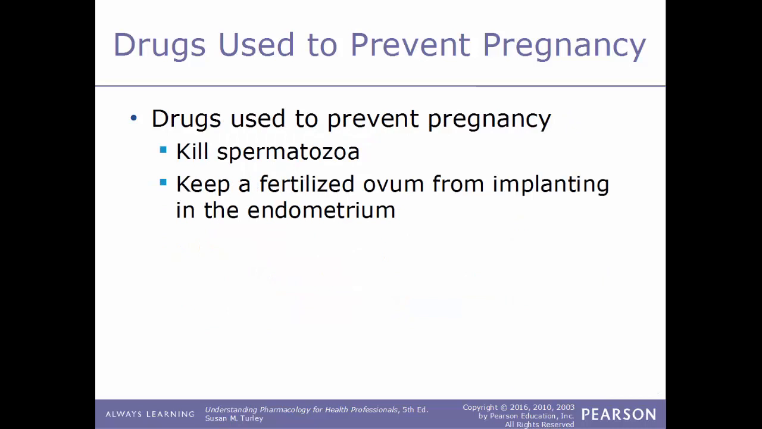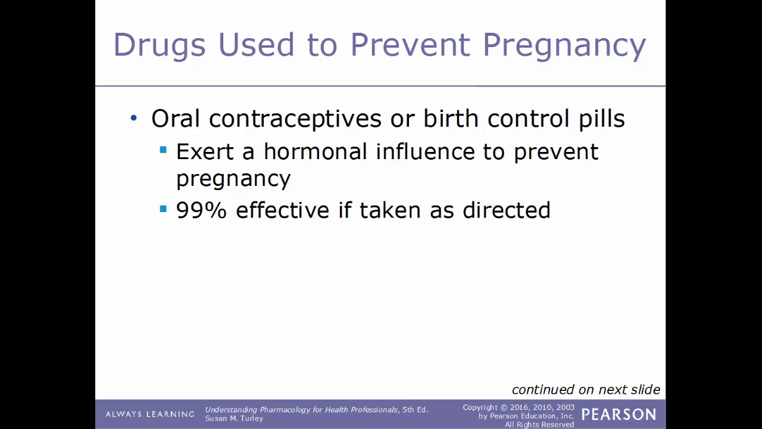They can also act by killing the spermatozoa, or by keeping a fertilized ovum from implanting within the endometrium. Alright, the first kind of drug we'll talk about are oral contraceptives or birth control pills. These exert a hormonal influence to prevent pregnancy, and they are 99% effective if taken as directed.